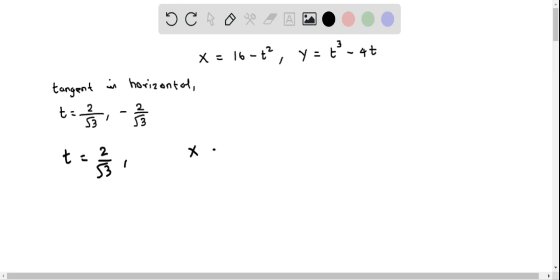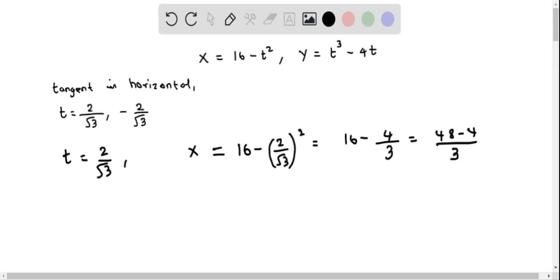So let's plug it into the x equation. We get x equals 16 minus (2 by root 3) quantity squared, and this equals 16 minus 2 squared is 4, divided by root 3 squared is 3. And so this simplifies to 16 times 3 is 48 minus 4, divided by 3, equals 44 by 3, or the decimal approximation is 14.67. So x is approximately 14.67.